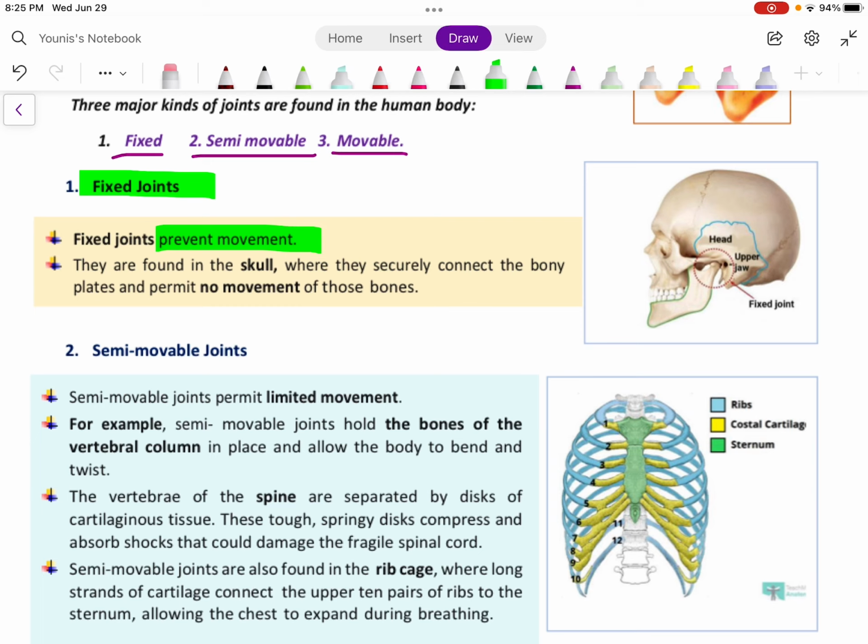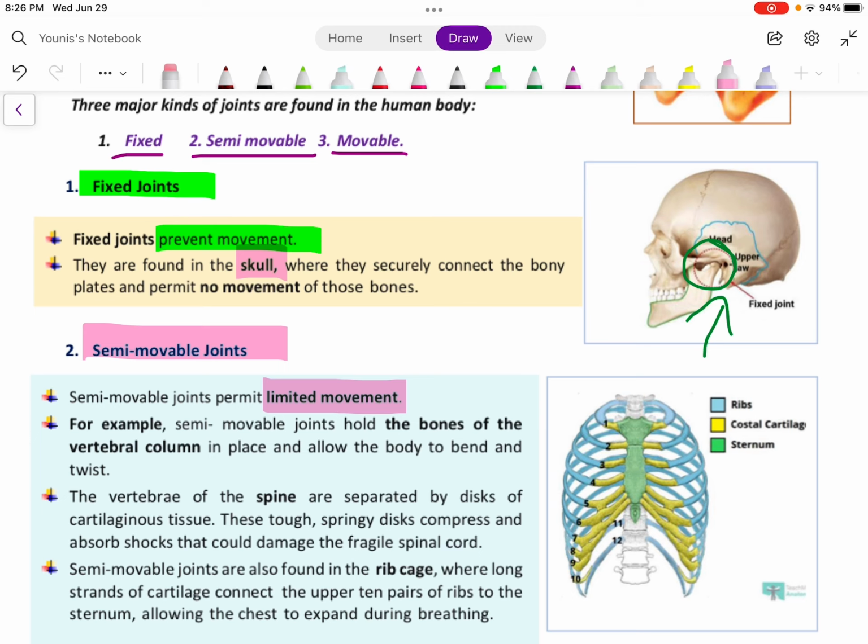Where are these joints located? They are located between the plates of the skull, for example. If you look at the figure, you see there is a joint pointed here. It's a fixed joint. It's located in the skull. It doesn't allow any kind of movement. This type of joint is called a fixed joint. The second type of joint is the semi-movable joint. Semi-movable joints can provide movement, but not movement in different directions. It's a limited movement.